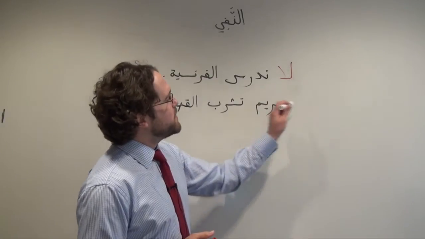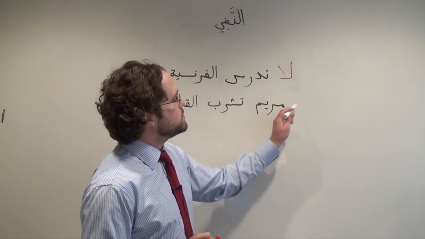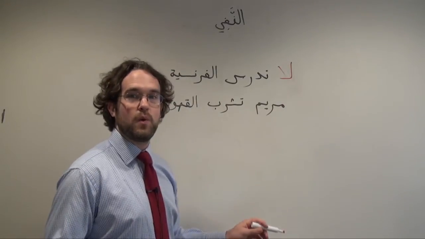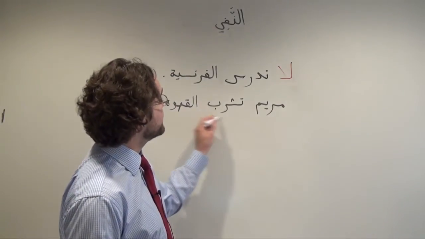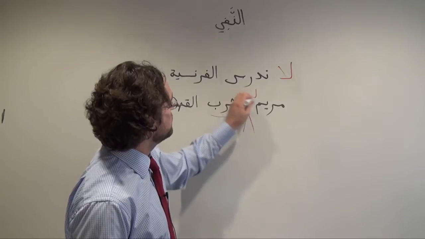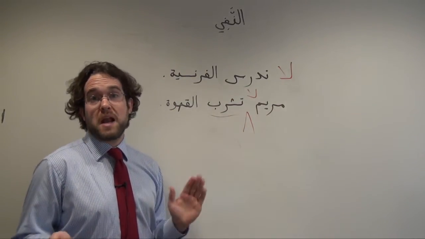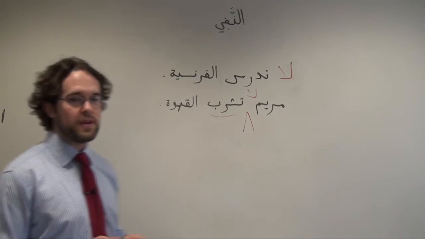We can't put la right at the front of this sentence because then we would be saying something like not Maryam, right? And Maryam is not what we're negating. We're negating this verb, tashrab, right? So we're going to put la right there, right in front of the verb. Maryam la tashrab al-qahwa. All right?